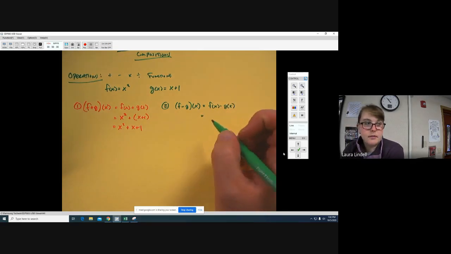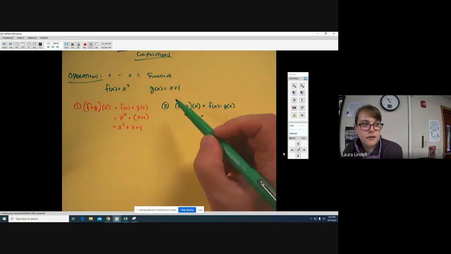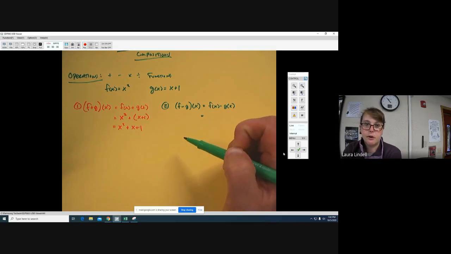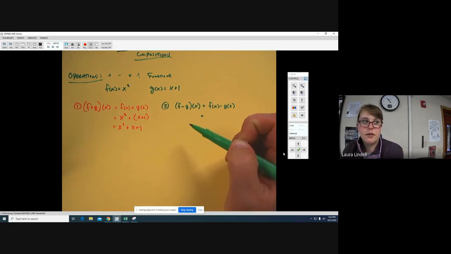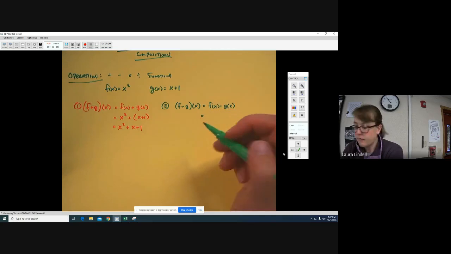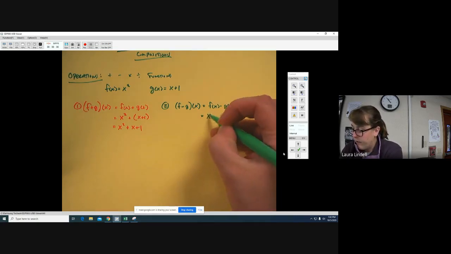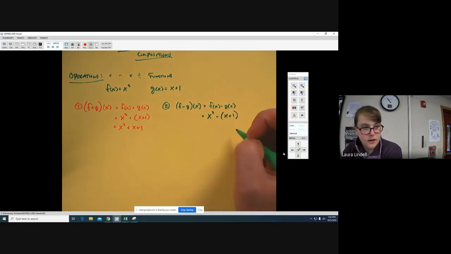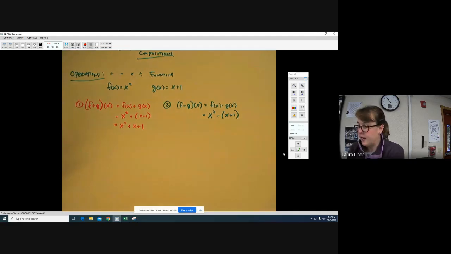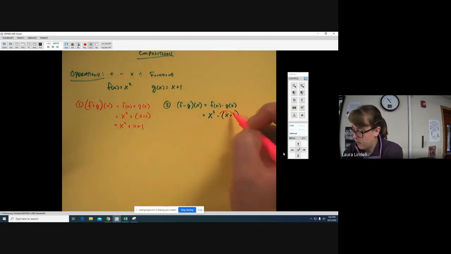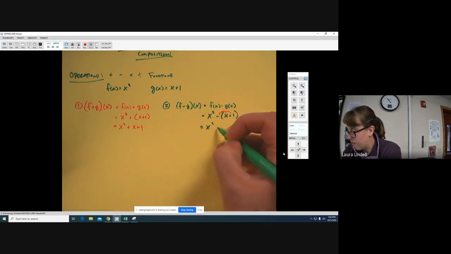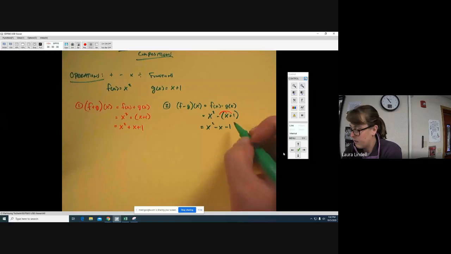Now, the important thing here is to make sure that when you're subtracting f and g of x, that you put parentheses around the one that you're subtracting, especially if it has more than one term. Otherwise, you might end up with not actually subtracting part of it. So f of x was x squared minus parentheses g of x was x plus 1. Then you want to distribute the negative to get x squared minus x minus 1.